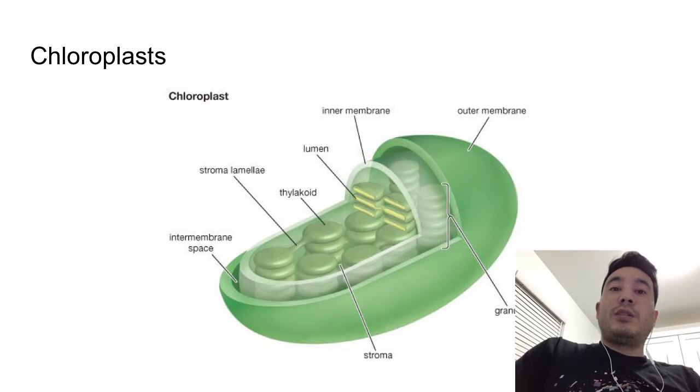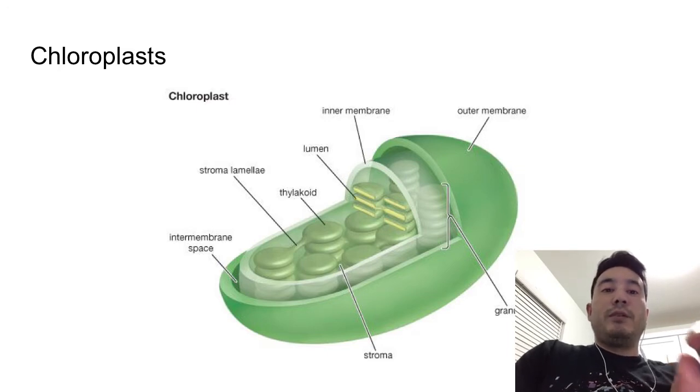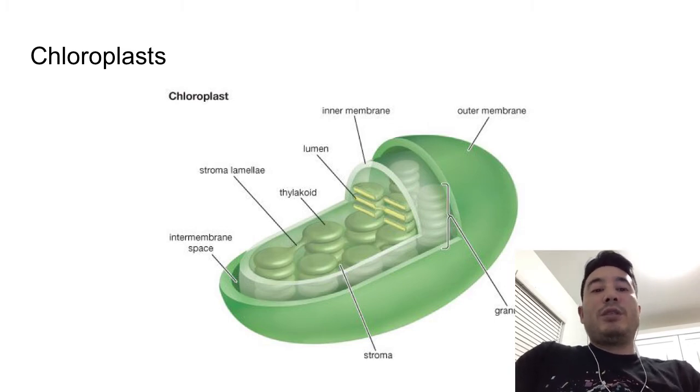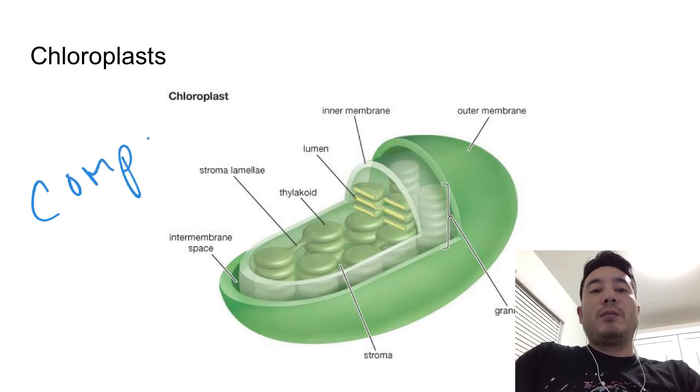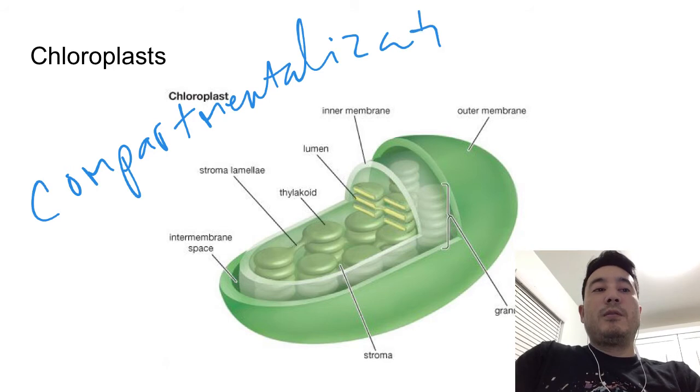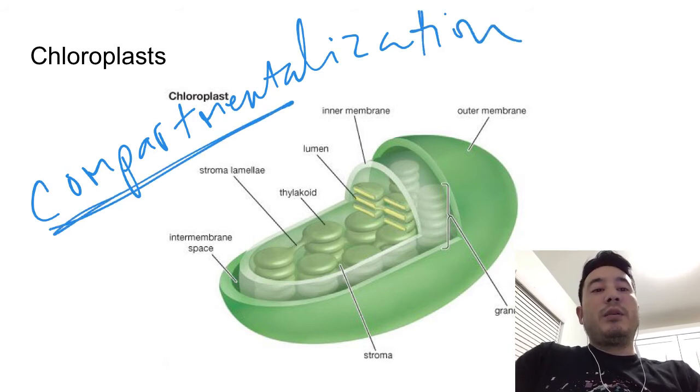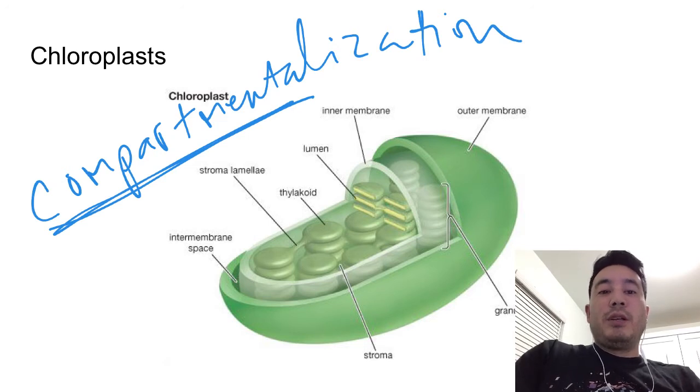So chloroplasts are a great example of an organelle that has a membrane, and in fact, chloroplasts have double membranes, which is something they're going to share in common with mitochondria. Now, having all of these membranes allows us to do something called compartmentalization. Compartmentalization. And you can note that compartment is a major part of that word.